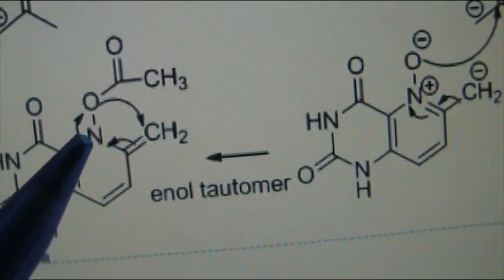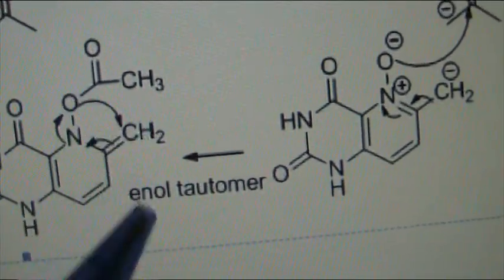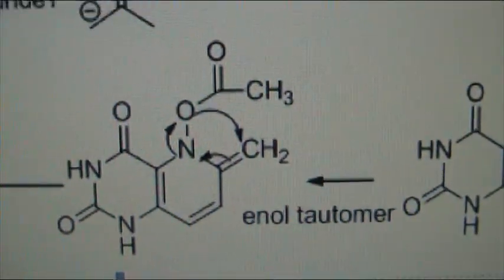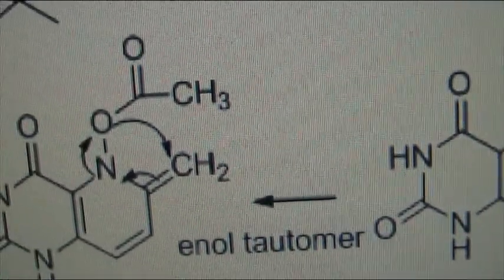But what happened here? Nitrogen, again push from this double bond, nitrogen pushes and jumps here and moves everything here. This is the reaction. This is called enol tautomer. What it's called is called enol tautomer.